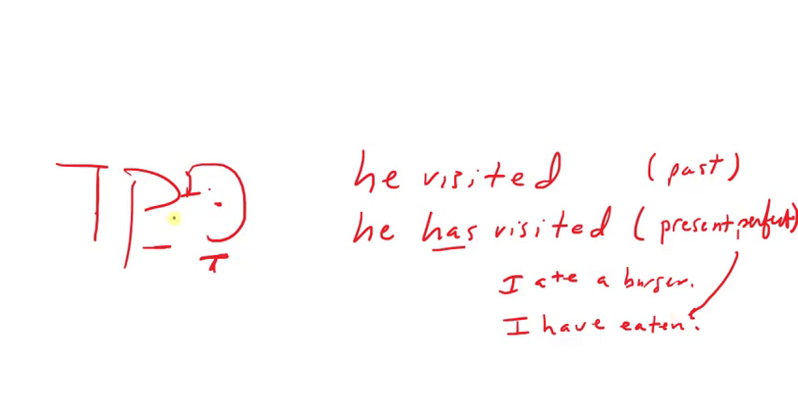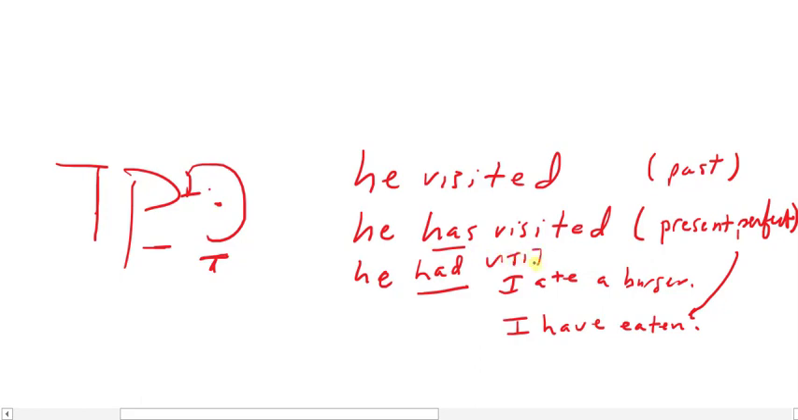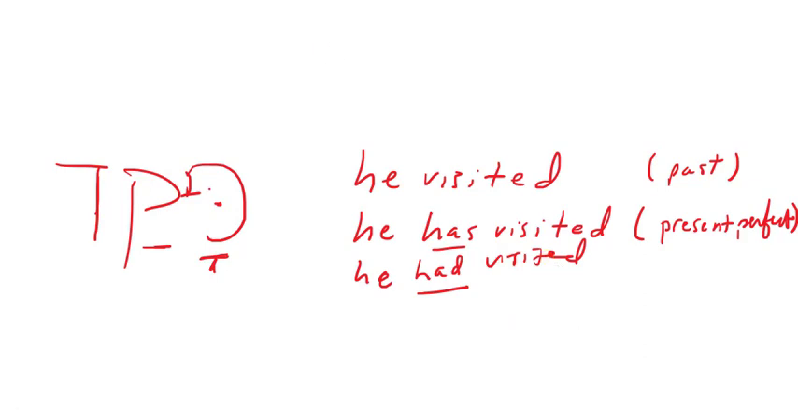Sometimes we could even translate a perfect with something like this. He had visited. Okay? And we would call that the past perfect rather than the present perfect, because I'm using a past form of has. Okay? And I would use that when I want to say that two things happened in the past, but one happened further back in the past than the other.